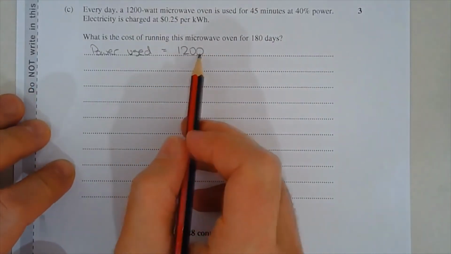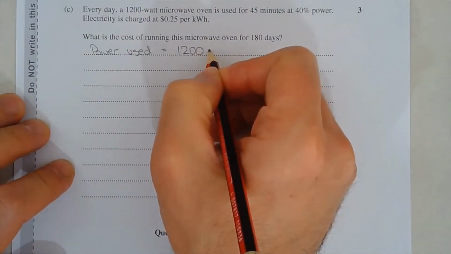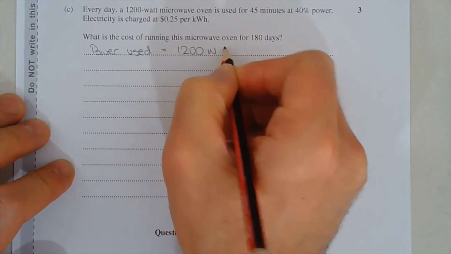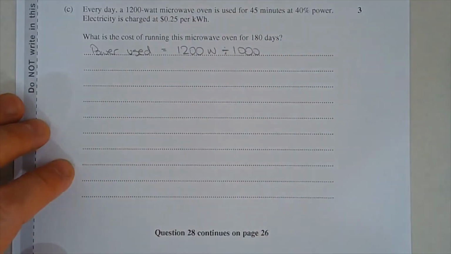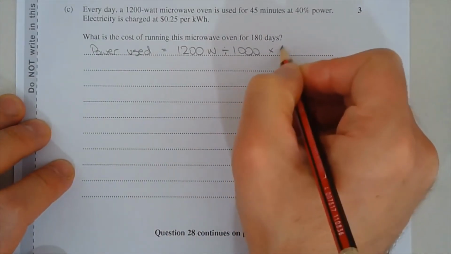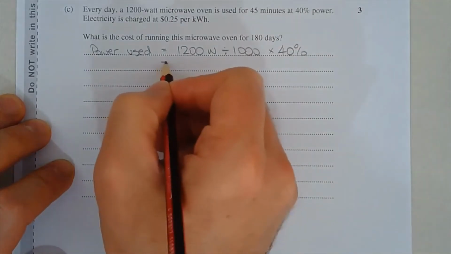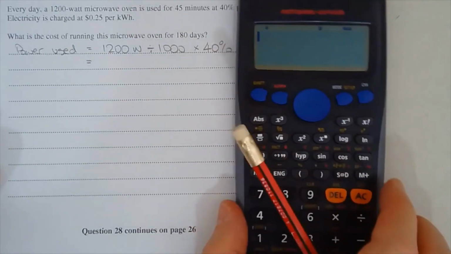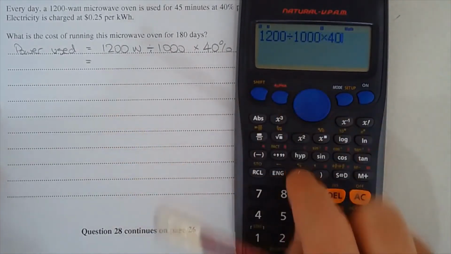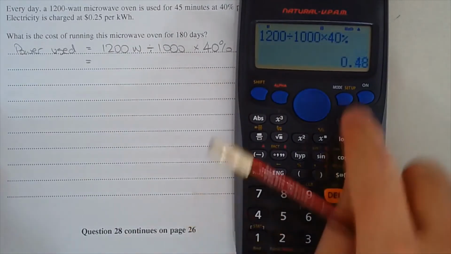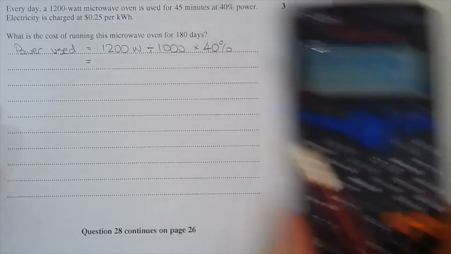Now we need this in kilowatts, so we need to divide this by 1,000 to convert that into kilowatts, because all calculations must be in kilowatts to work out the cost. And it's also running at 40% power, so we're going to multiply this by 40% as well. So working that out, 1,200 watts, converting that into kilowatts by dividing it by 1,000, and then multiplying it by 40% because we're running the microwave at 40% power, and we have 0.48 kilowatts.